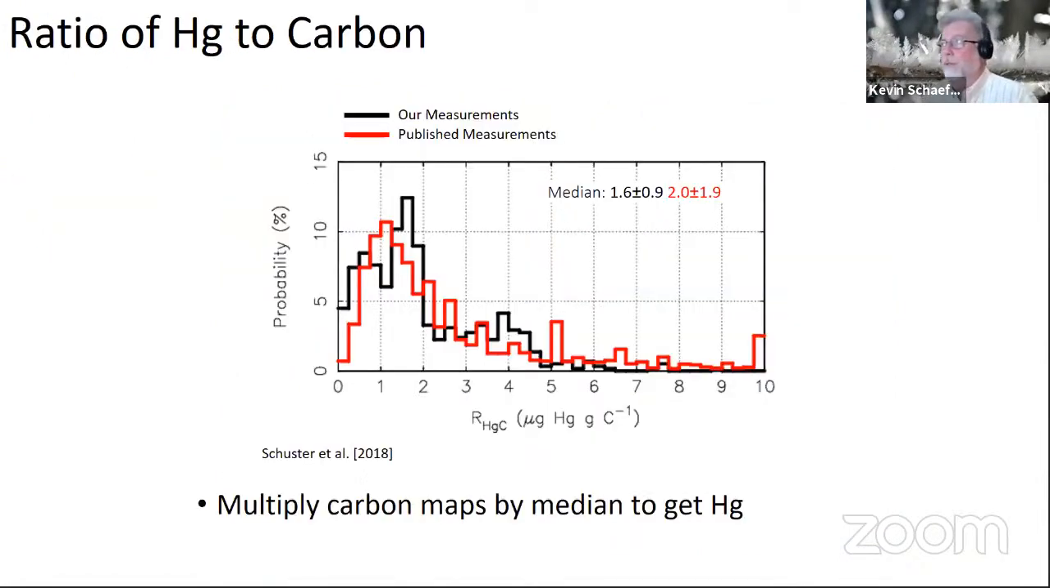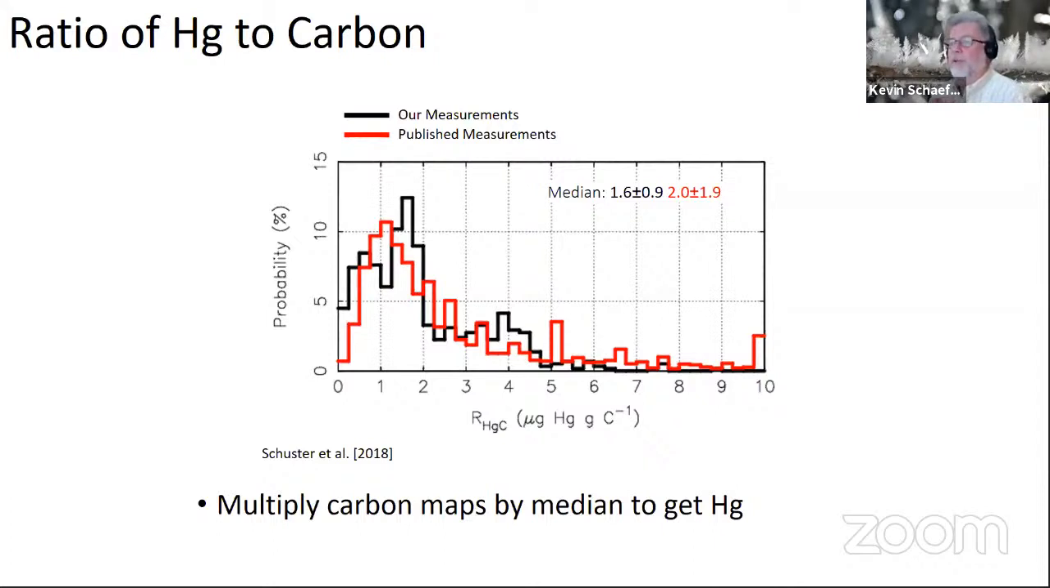And these are the results of what we did. We did 13 cores in a rough transect from north to south through the entire state of Alaska. And what we have here in black on the horizontal axis is the ratio of mercury to carbon, so micrograms of mercury per gram of carbon. Our measurements are in black, and we see a nice peak around 1.6 micrograms per gram.